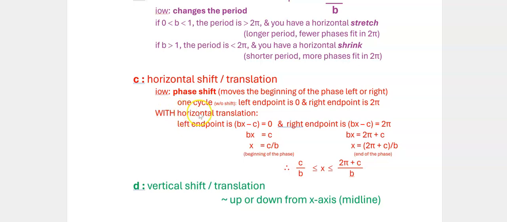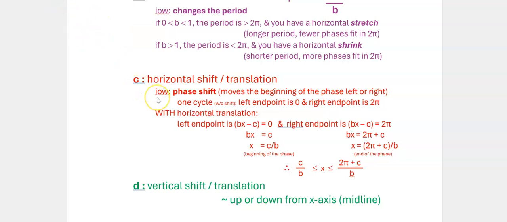One cycle or one period without a shift goes from 0 to 2 pi. So the left endpoint is 0 in that phase, and the right endpoint is 2 pi. Didn't mean to say 0 to 2, I meant 0 to 2 pi. One period goes from 0 to 2 pi if there's no shift. But if there's a shift, it changes where my left endpoint starts and where my right endpoint ends in one phase or one cycle. And then it will continue to infinity, going to the right and to the left. So it's a horizontal shift or a horizontal translation.